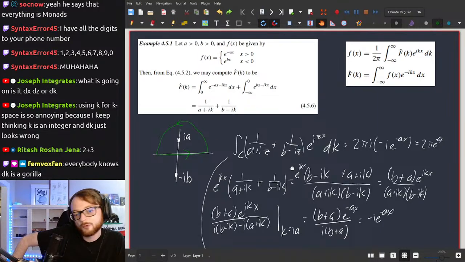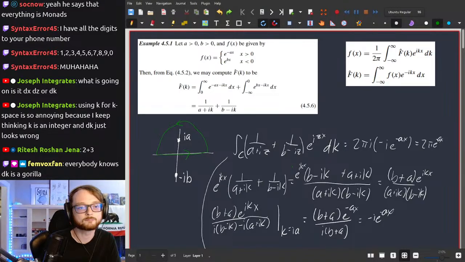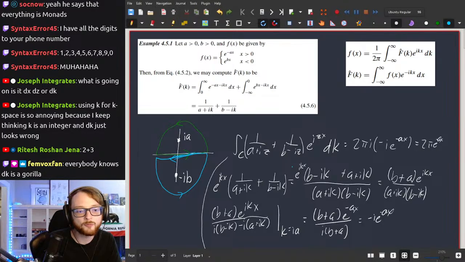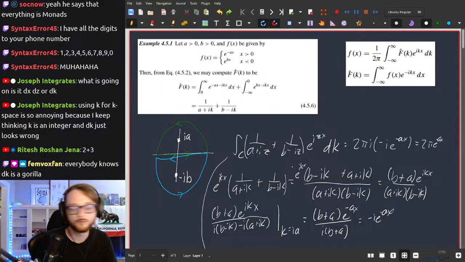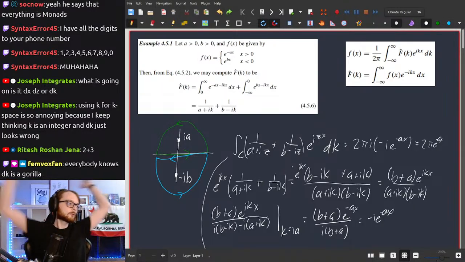Because the book does say, to get the other piece of the piecewise function, you need to do the other contour that goes under, it goes down under. And I noticed these two have opposite orientations. And I wonder if that has something to do with it.